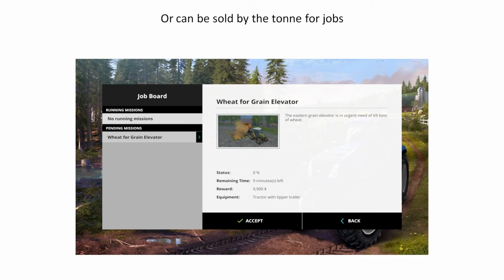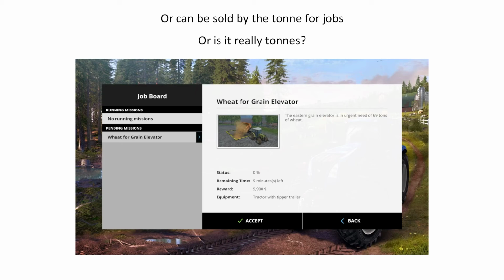Or they can be sold by the ton for jobs. And yes, look, here is a picture of a job board asking for 69 tons of wheat. I have not been able to find a picture like this online through a number of Google searches, so I happened to come across one of the jobs by random chance. I took a screenshot. Here it is. And I looked at it, I thought to myself, wait a minute, 69 tons. If we go back to the chart, that's going to be about 3 of those tipper loads of wheat. Well, fortunately I have that much in my silo. Let's get started and see what happens.